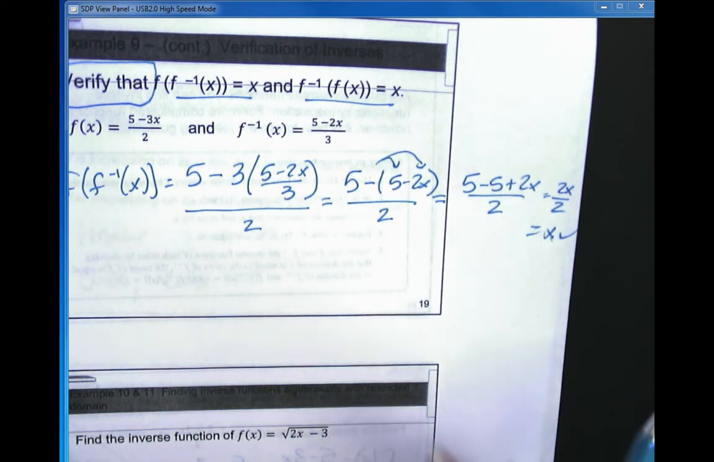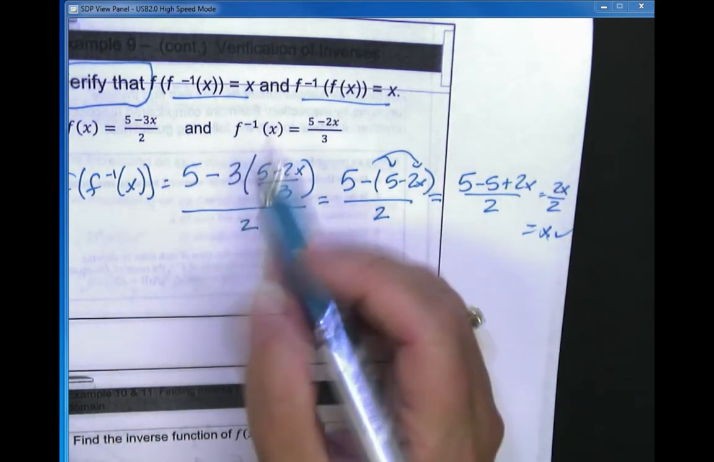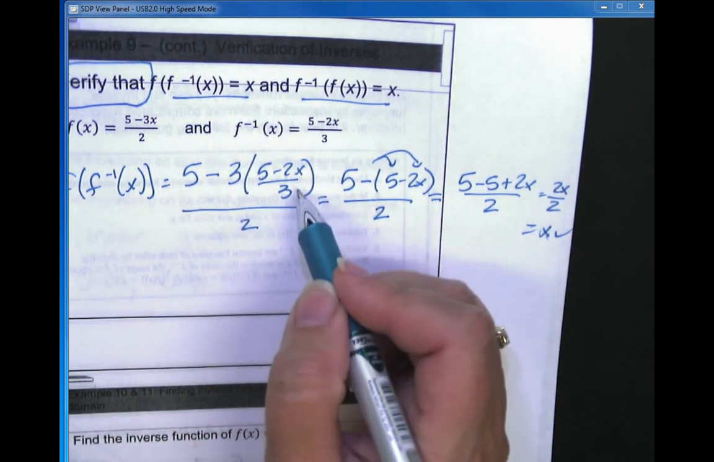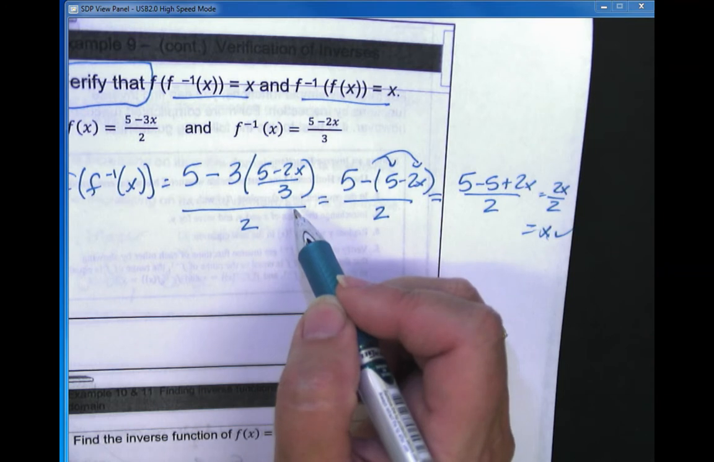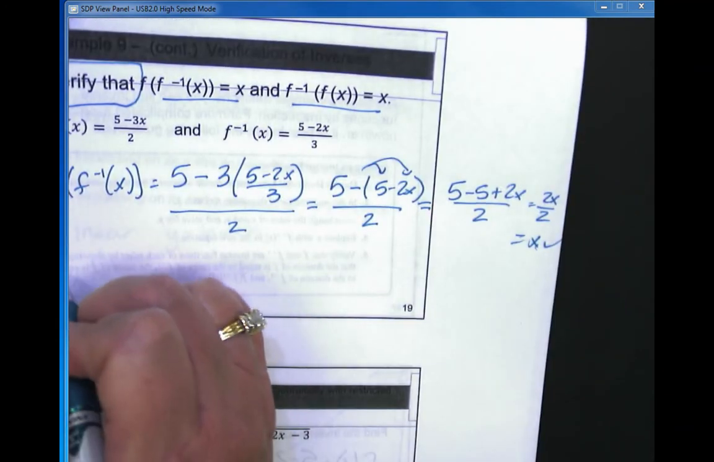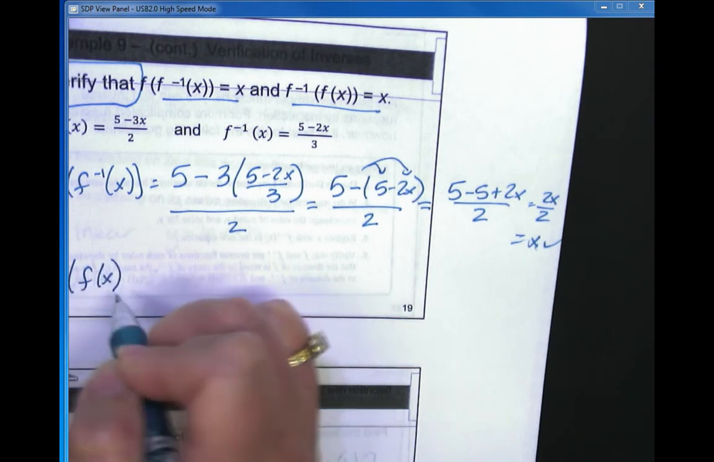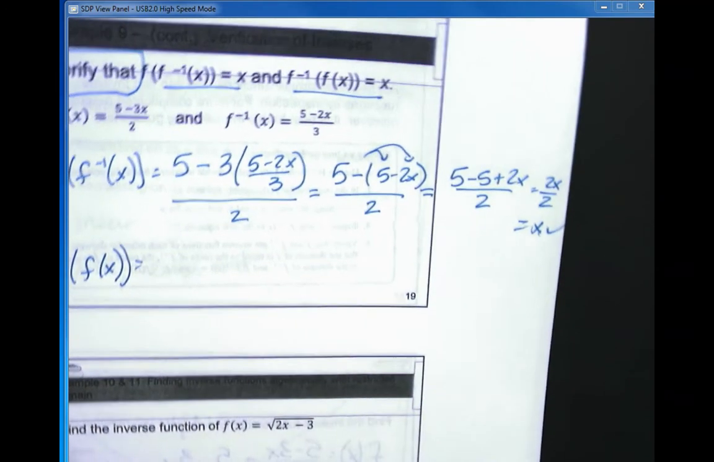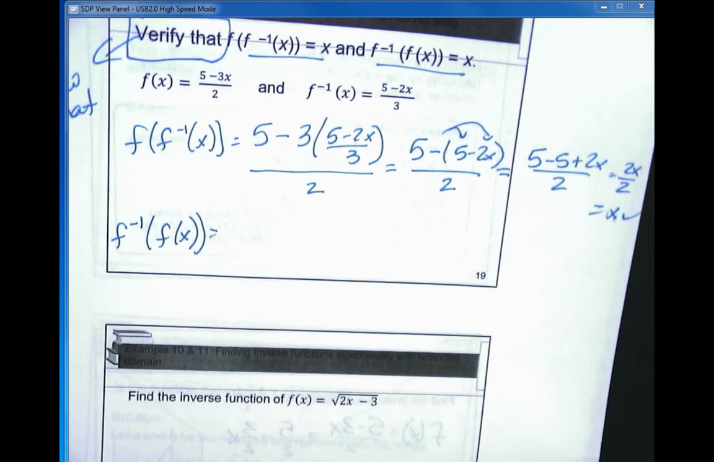And some of you may think, hey, I want to distribute this 3. That's okay. You can distribute that minus 3 and then divide each piece by 3. That works too. Now we got to do the other way. So now we're going to take the inverse and we're going to substitute in the original function. And so we do that.